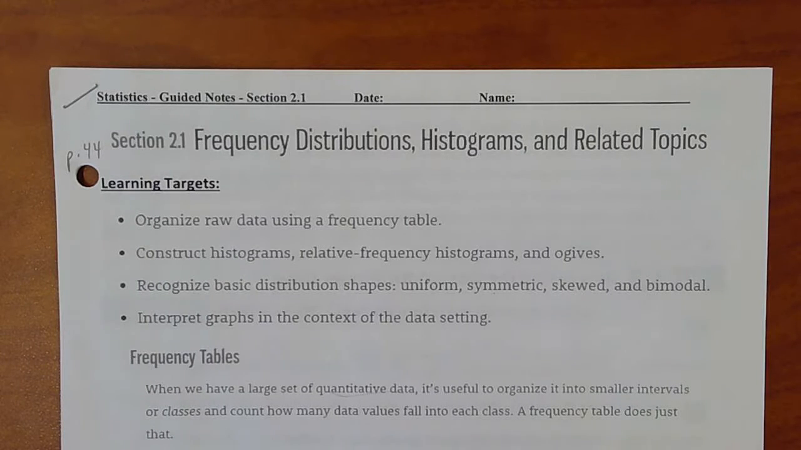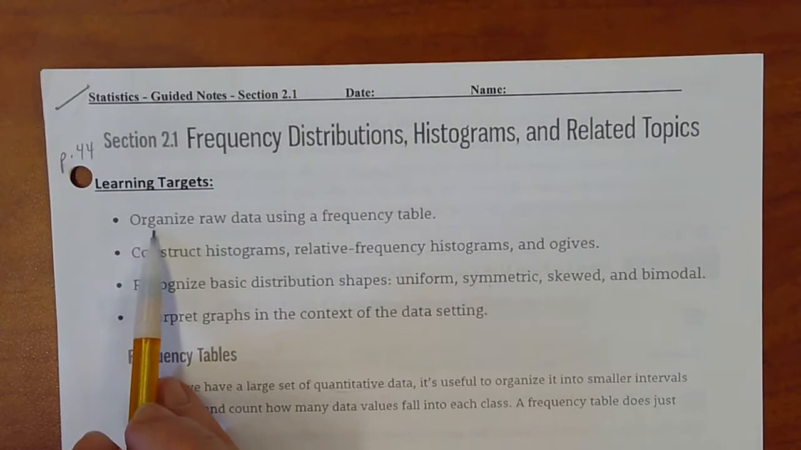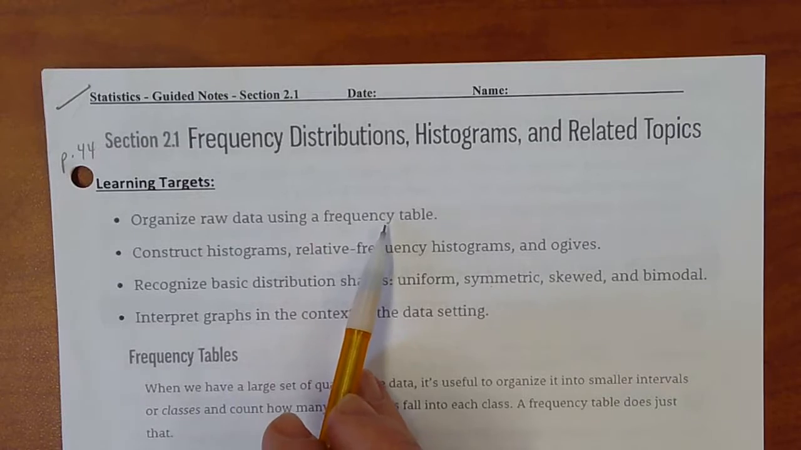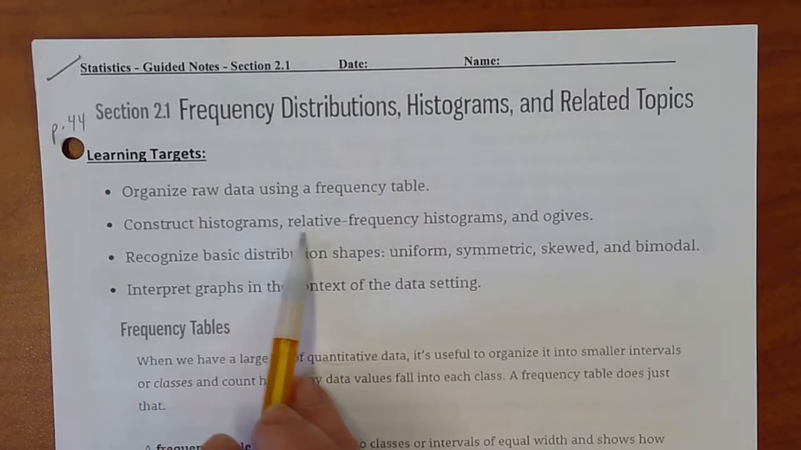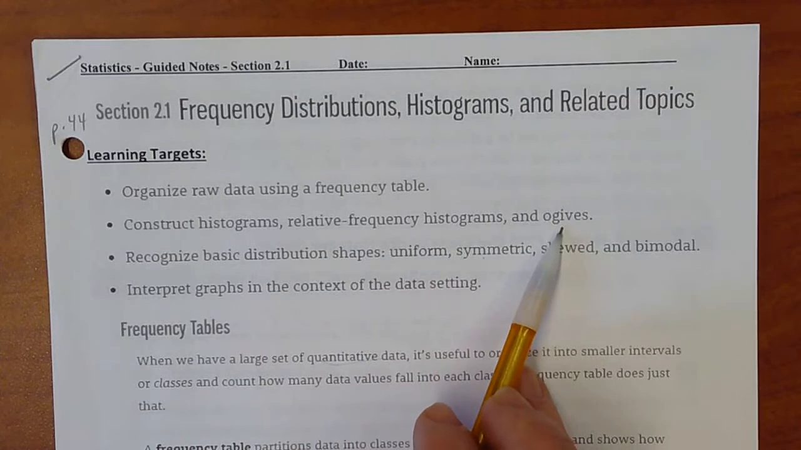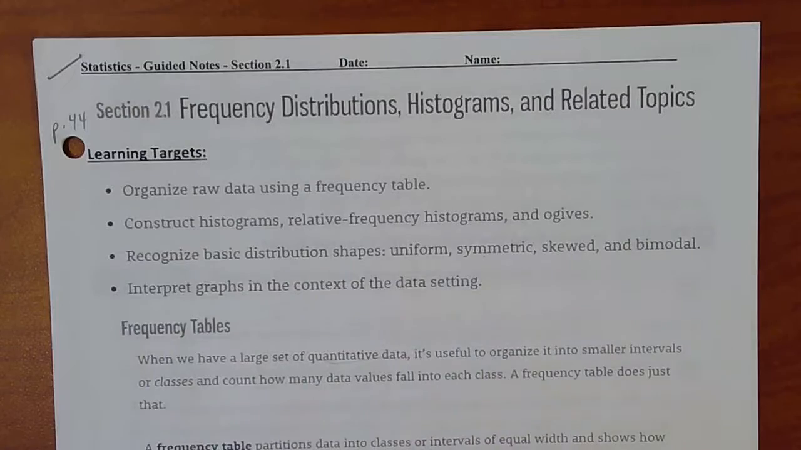All right, we'll be starting section 2.1 today. Chapter 2, now we're going to have a chance to get our hands on the data, do some calculations with some numbers, and do things like that. So here's what we're going to do. Organize raw data using what's called a frequency table. Construct histograms, relative frequency histograms, and ogives. All right, and then that's probably about as far as we're going to get today, these two.